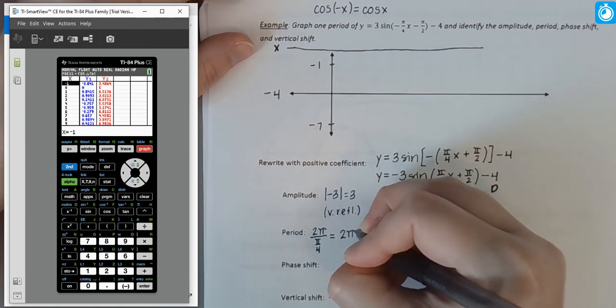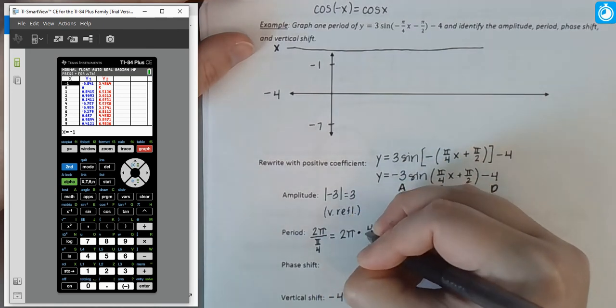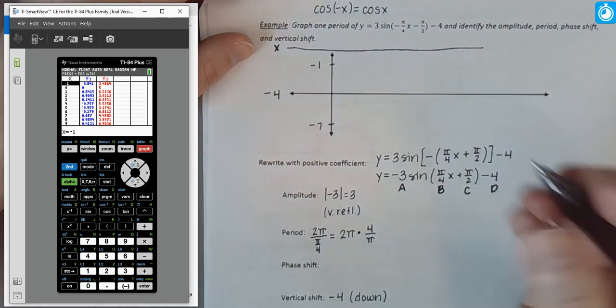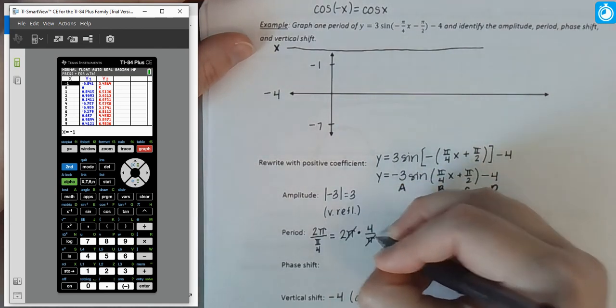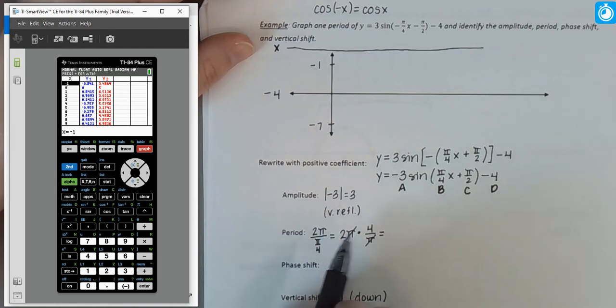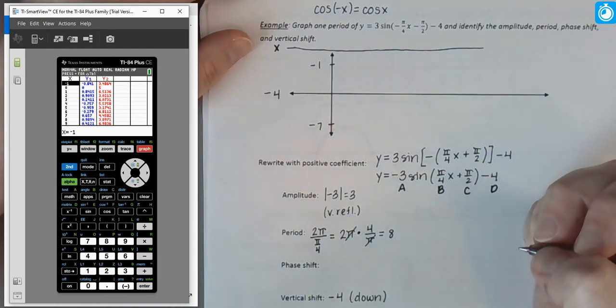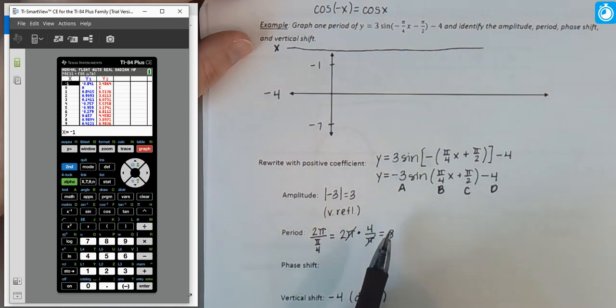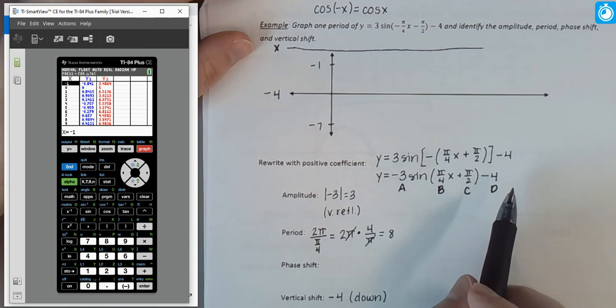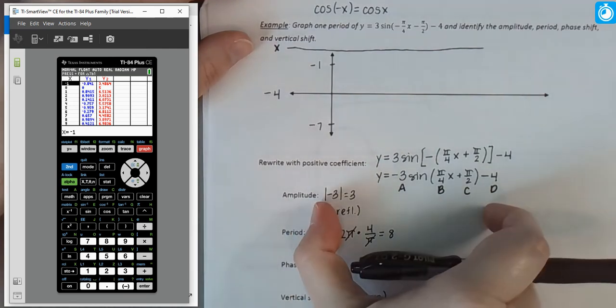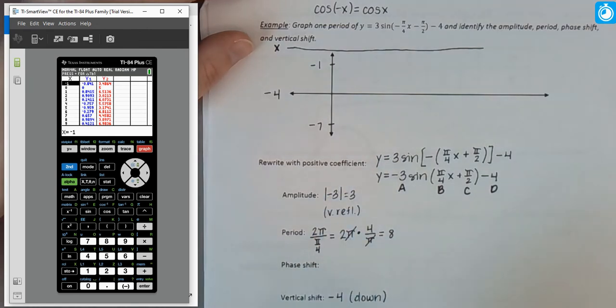which we can rewrite as 2 pi times 4 over pi, which means that common factor of pi is actually eliminated, and we just have 2 times 4, which is going to give us 8. So our period is going to be 8 units long. So rather than 0 to 2 pi, it's going to be 0 to 8, or potentially 0 to 8 shifted. 8 units across to complete one cycle.